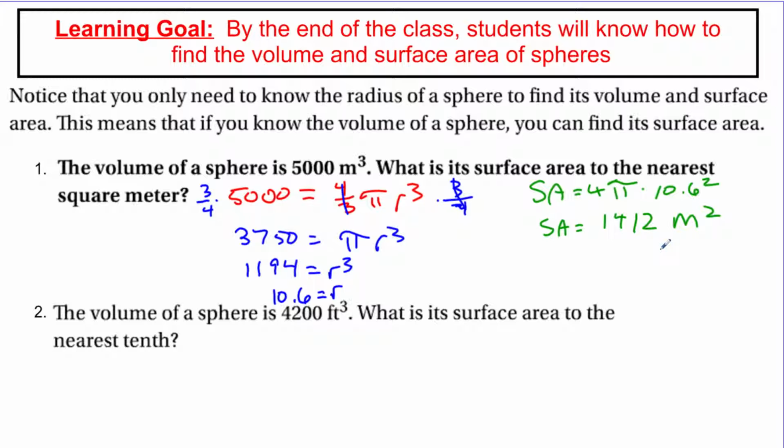So we can work backwards through one formula to get a radius and use that r value to find the surface area of the other.